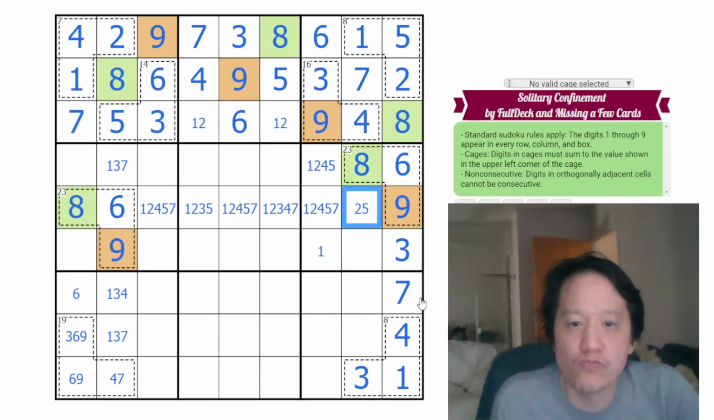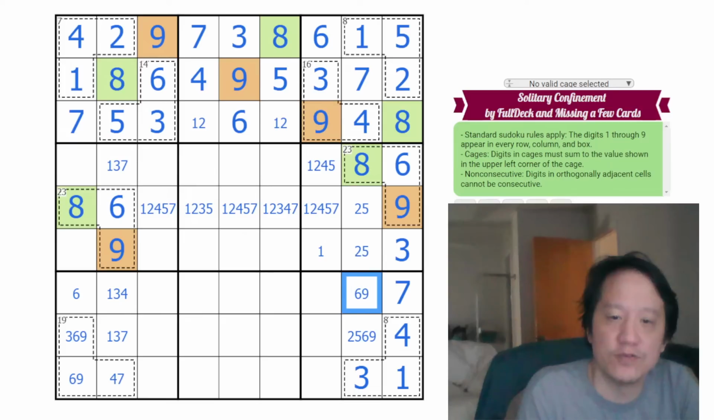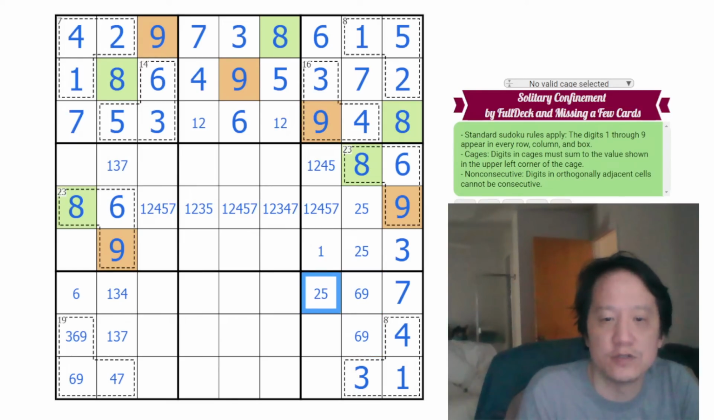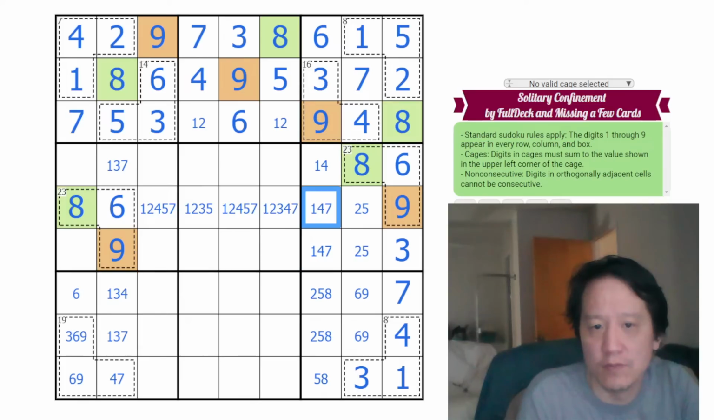Okay, that can't be 8, obviously. So let's do this. This is 2, 5, 6, and 9. So that's 2, 5. This is 6 and 9. This is 2, 5, 8. Cannot be 2 because of a 3. No 2, 5. This is 1, 4, 7.